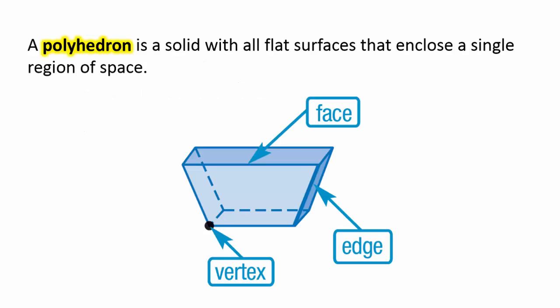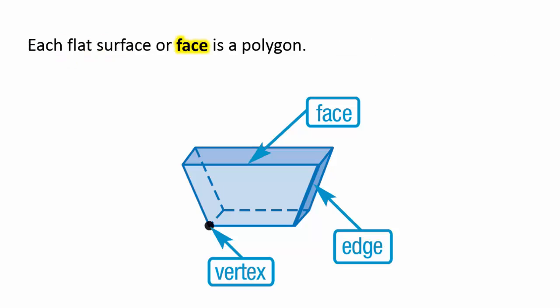The main thing we want to talk about today is a polyhedron, which is a solid with all flat surfaces that enclose a single region of space. The three main parts of a polyhedron are a face, an edge, and a vertex, and we're going to talk about all three of those here shortly.